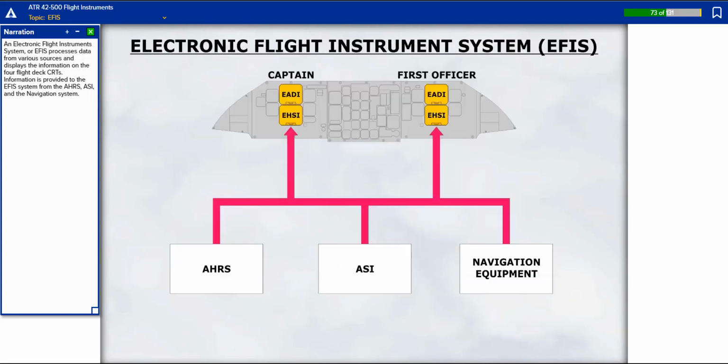An electronic flight instrument system, or EFIS, processes data from various sources and displays the information on the 4 flight deck CRTs. Information is provided to the EFIS system from the AHRS, ASI, and the navigation system.